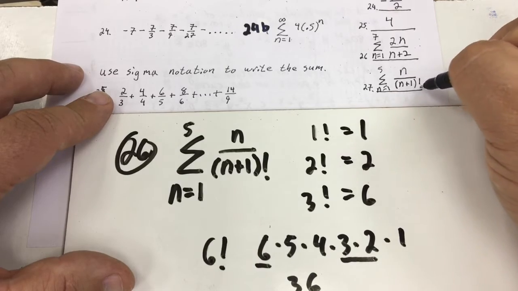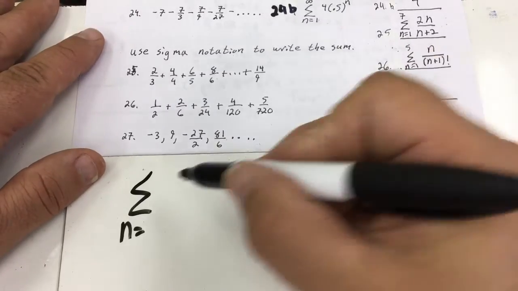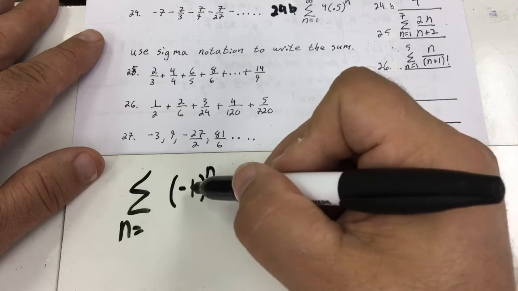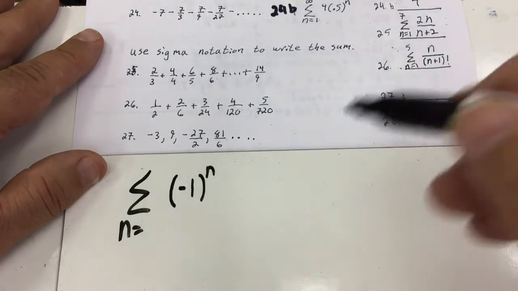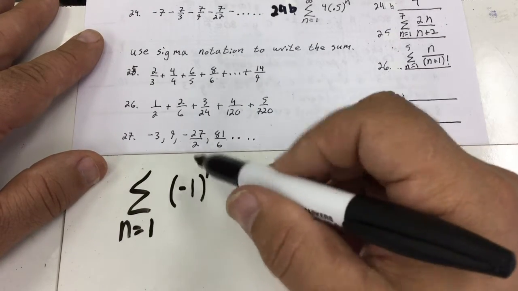n plus 1 factorial. For 27, I notice it alternating from negative to positive, negative to positive. So that right away is going to clue me in that this is an alternating series. And all alternating series either start with a negative 1 to the n or n plus 1. I'm going to go for n. You could write these a couple of different ways. And I'm going to put a 1 here. That means this is going to give me negative 1 for the first term.